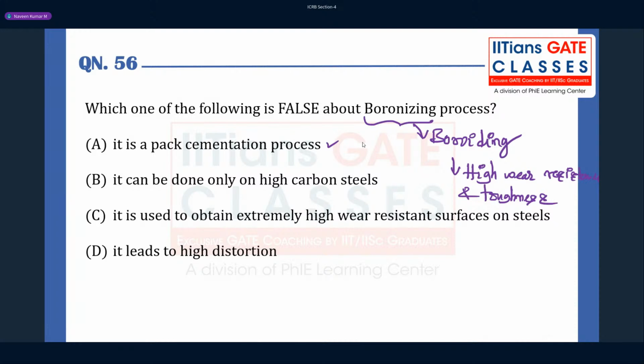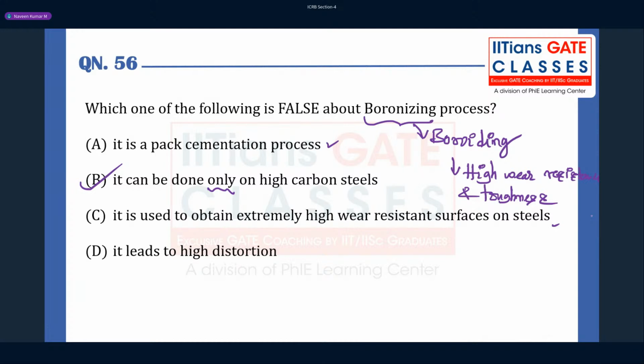It can be done only on high carbon. No, this is wrong. We can do it on low carbon steels also. It can be done for everything. It's not only high carbon. This is the problem here, and this is the answer. But let's see the other options as well, because we should not take any chance. It is used to obtain extremely high wear resistance. I've already written it, so this is true.